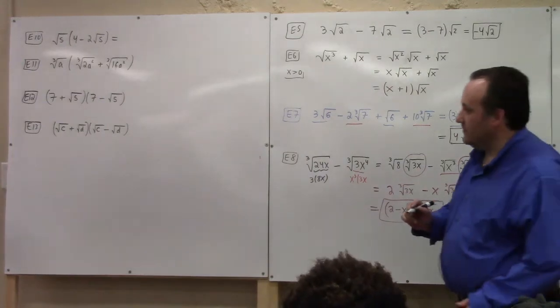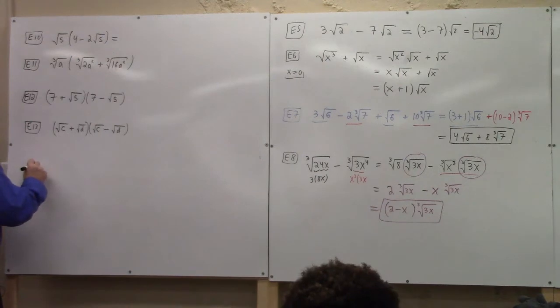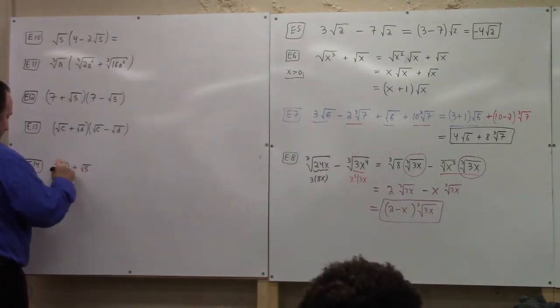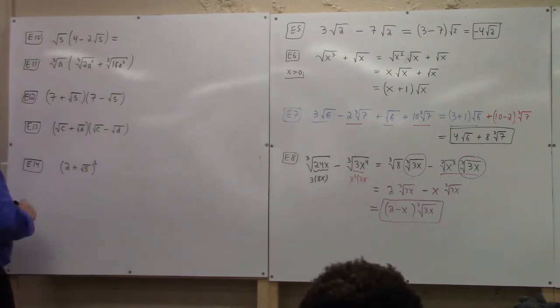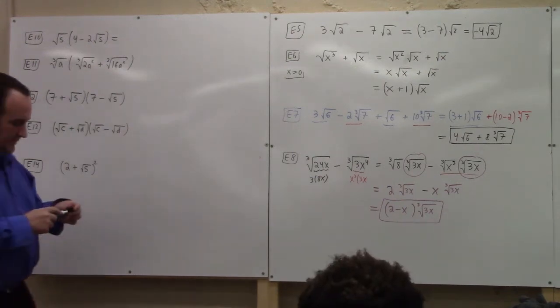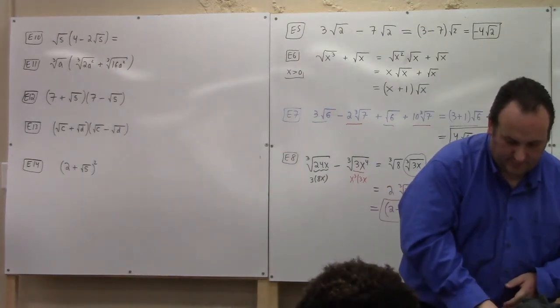And then example 14, we'll look at what happens when we do 2 plus the square root of 5, squared. What's that mean? All right, I'll write my solutions in red. So here we go.